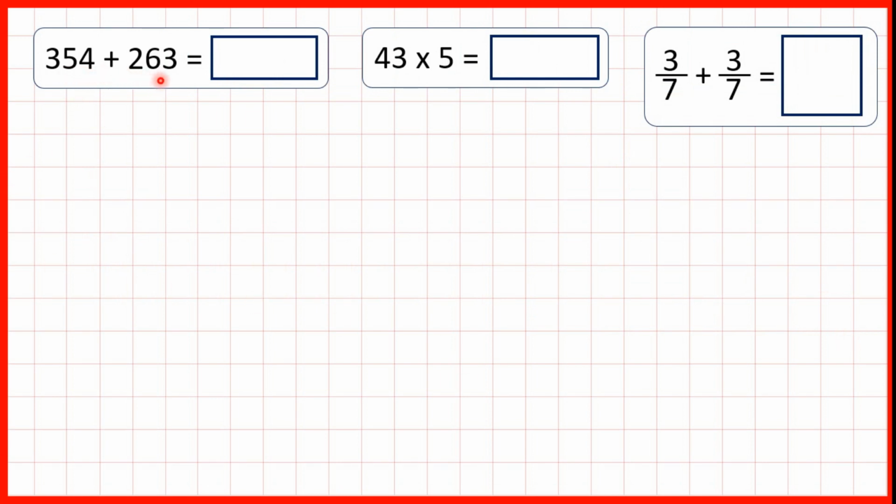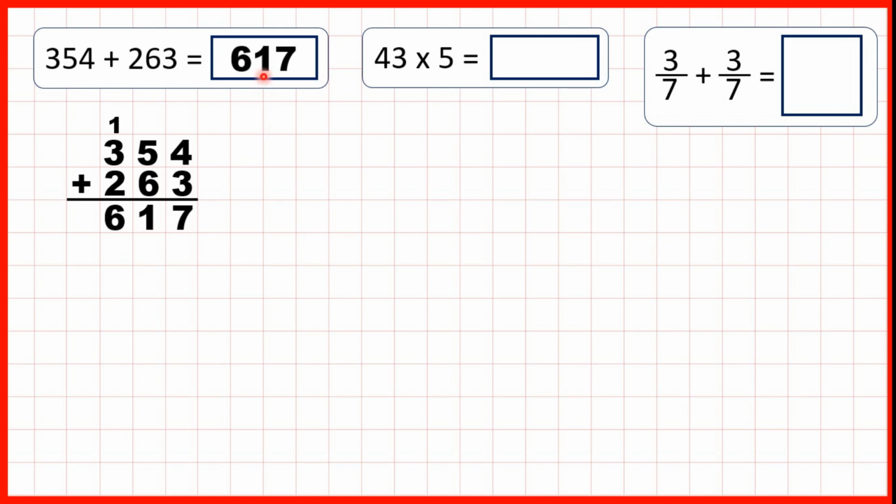354 plus 263. We can set this out as a column addition. 4 plus 3 is 7. 5 plus 6 is 11, so 1, 1. 1 plus 3 plus 2 is 6. So our answer is 617.